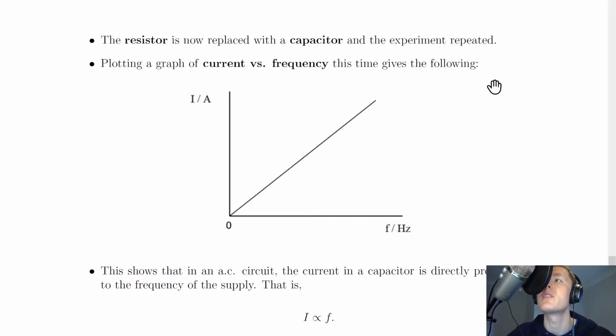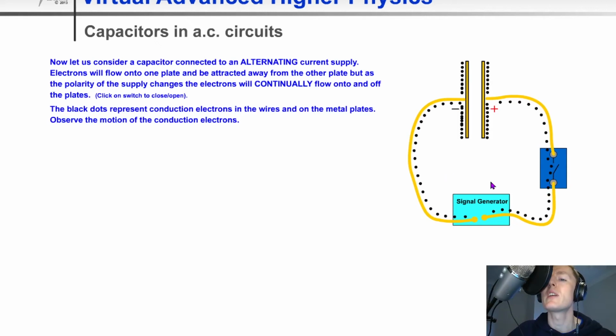If however we replace the resistor in the circuit with a capacitor and repeat the experiment, we actually find different results. And I'm just going to show you a quick simulation to help you understand what's happening in the AC circuit when we've got a capacitor. So have a look at this little simulation on the right here where we've got a capacitor connected to a switch with some wires and a signal generator, similar to what we've just seen in the notes.